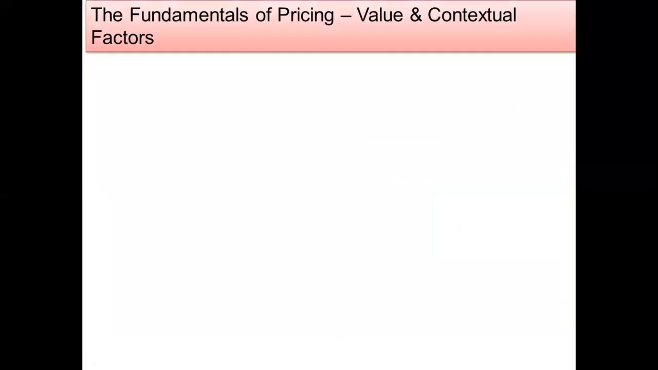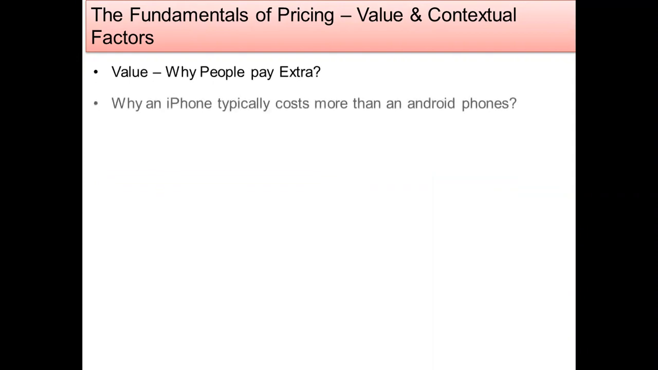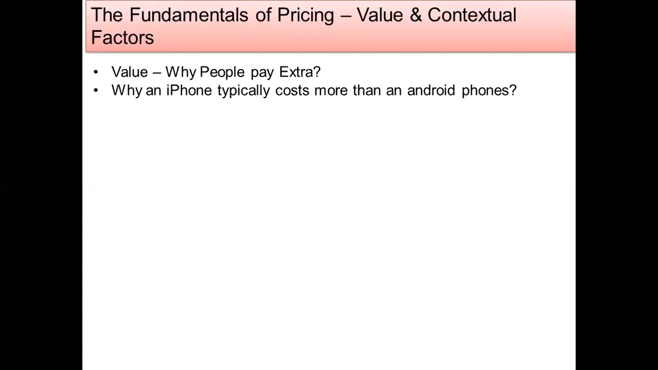So then two more things which can affect pricing, or fundamentally how you actually decide the price tag about your product. They are value and some of the contextual factors. To understand value, we should try and understand why people pay extra. Why does an iPhone typically cost more than an Android phone? The answer is that the price customers are willing to pay is a function of the value they received, or they perceive that they have received.